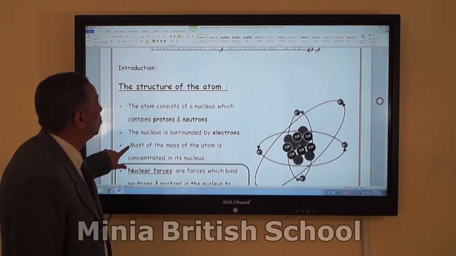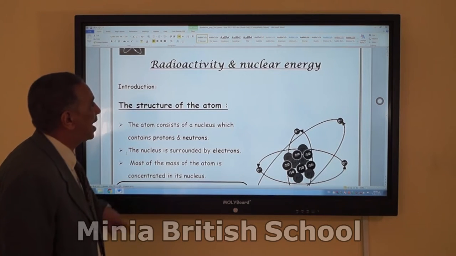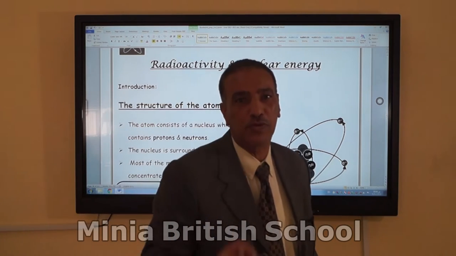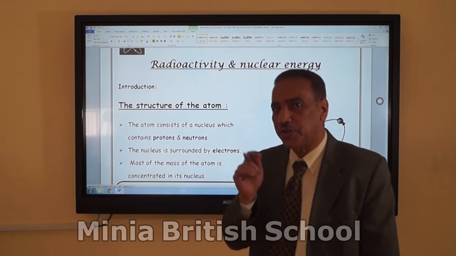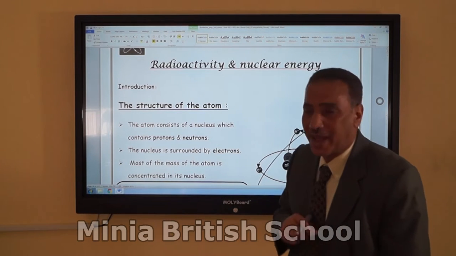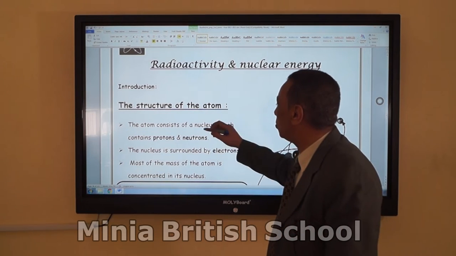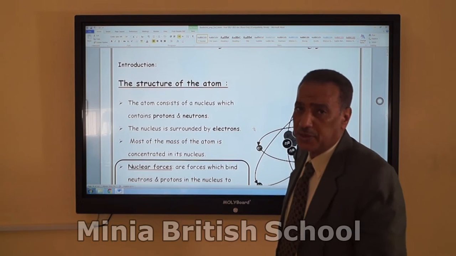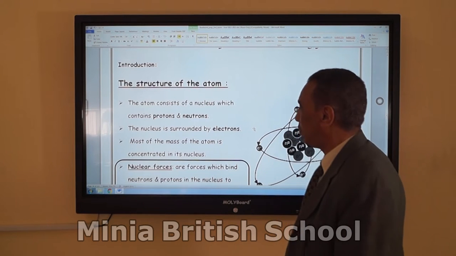Before knowing anything about radioactivity and nuclear energy, we have to know the structure of the atom, because inside the atom there is the nucleus, and the nucleus is the source of this kind of energy.